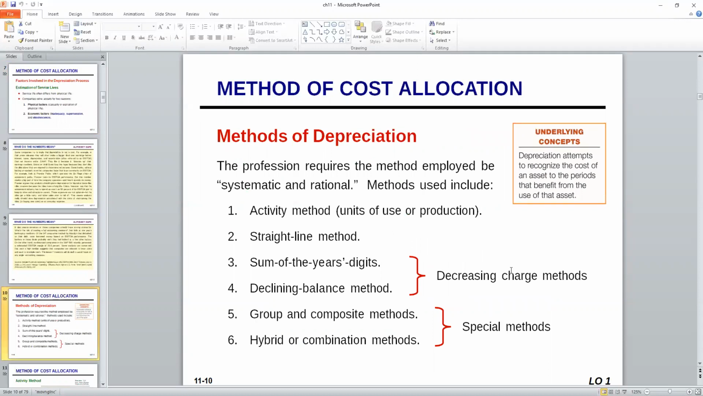So there are a variety of different depreciation methods. For the most part, as I mentioned, straight line depreciation is used. You could use activity, which is units of production. You could use sum of the year's digits, double declining. And sometimes we'll have composite depreciation on groups of assets. So that is also acceptable under generally accepted accounting principles.